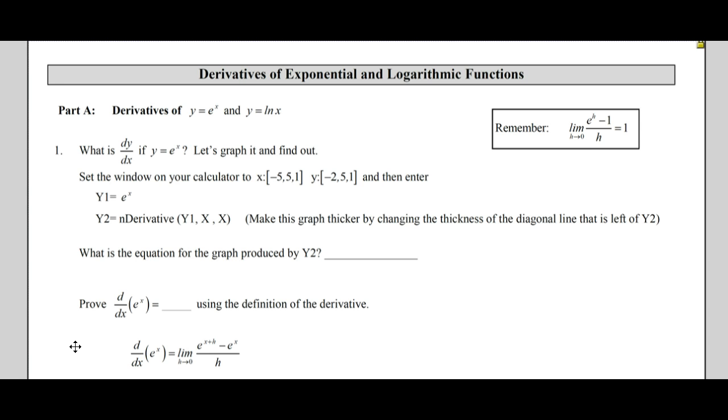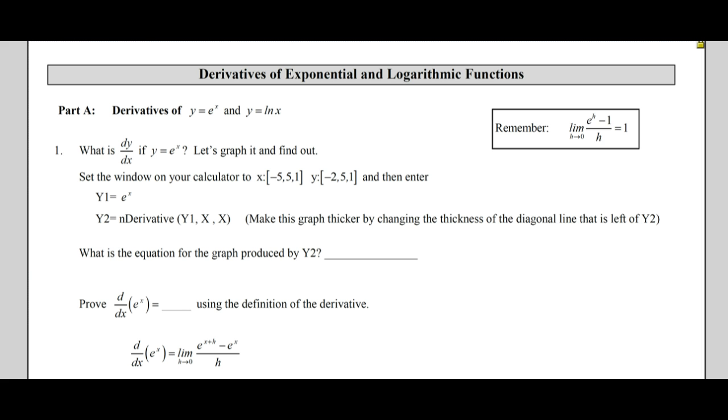Okay. Derivatives of exponential and logarithmic functions. So the derivative of y equals e to the x and y equals ln x. What is dy by dx if y equals e to the x? Let's graph it and find out.